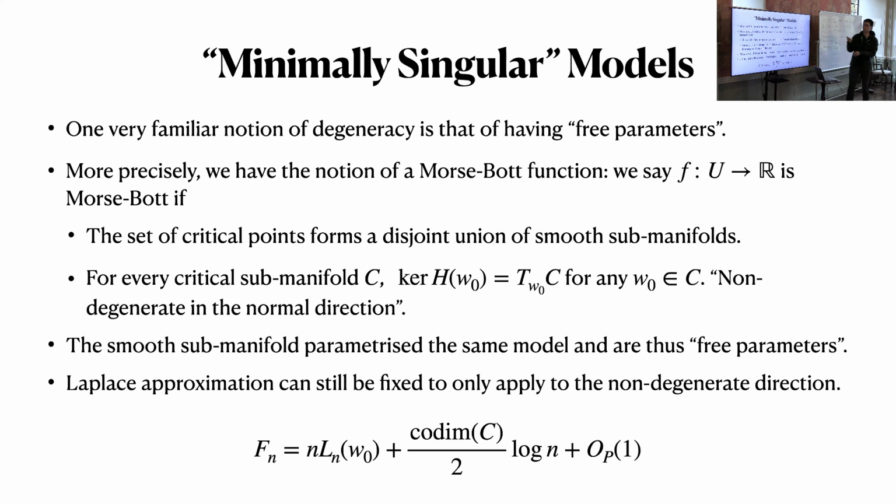We have the notion of a Morse-Bott function. Think about f as the L that we are going to apply it to. f is Morse-Bott if its set of critical points is a disjoint union of submanifolds. Now think of those submanifolds as parametrizing your models, the same models.